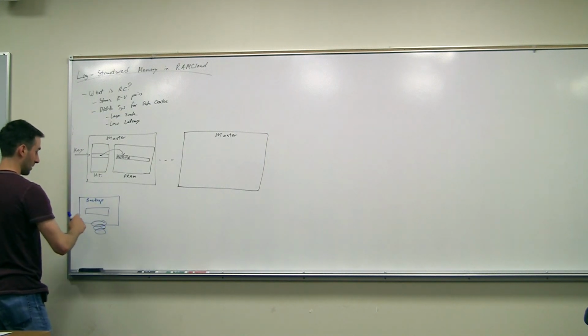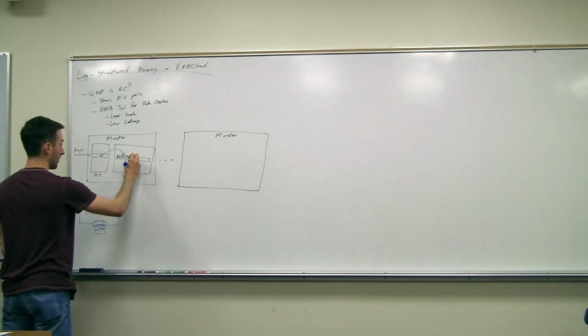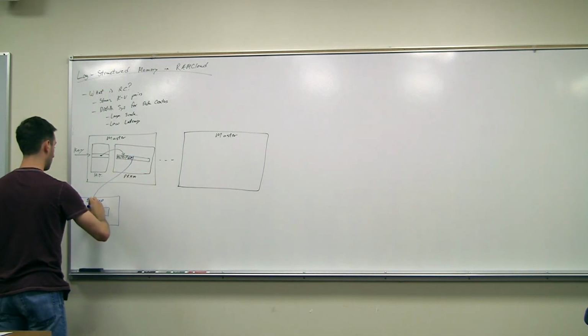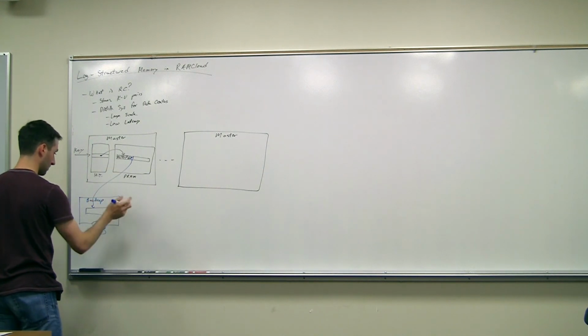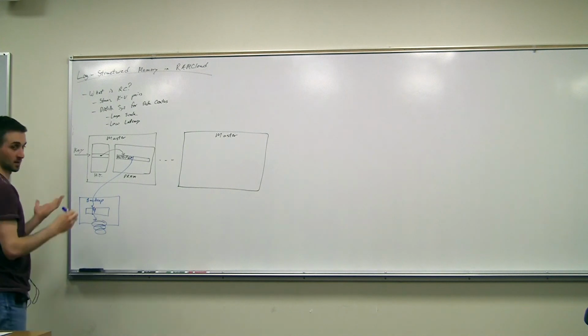Basically what happens is every time we write data to a master, we replicate a little bit of that data to a backup somewhere in the cluster. We'll get into a little more detail about how exactly this works. And then eventually, that data gets flushed to disk so that it's persistent.